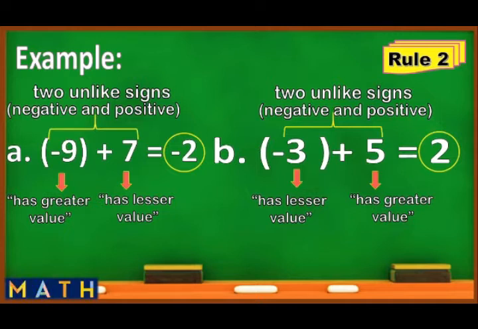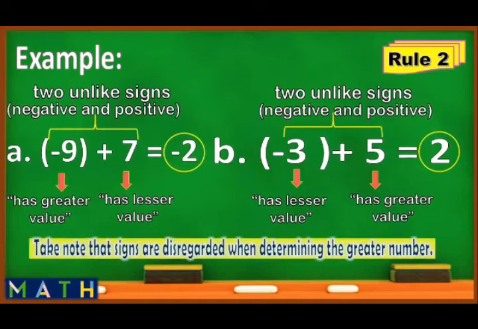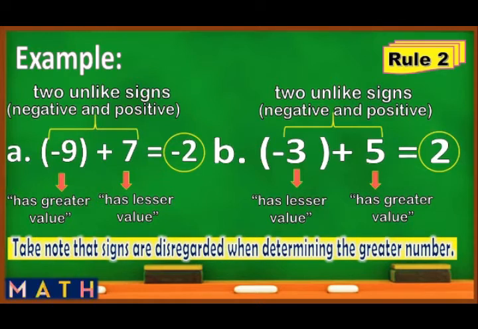The sum has a positive sign. Why? The rule states that the sum uses the sign of the integer with greater value. In our example, negative 3 plus positive 5 equals positive 2. The integer with the greater number is 5 and it has a positive sign. Take note that signs are disregarded when determining the greater number. Bear in mind also that positive integers can be written with or without the positive sign.